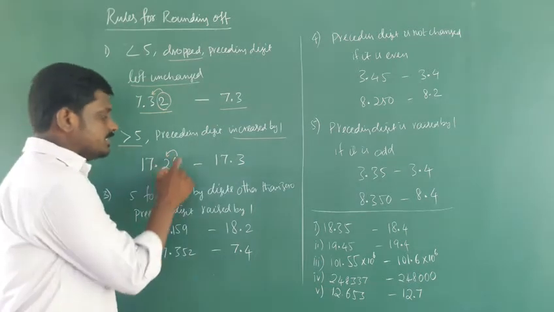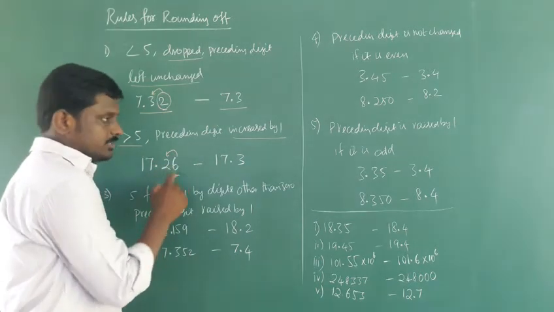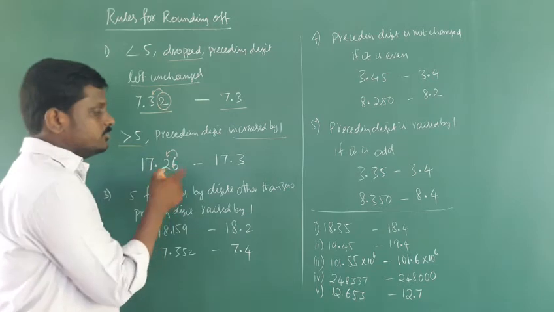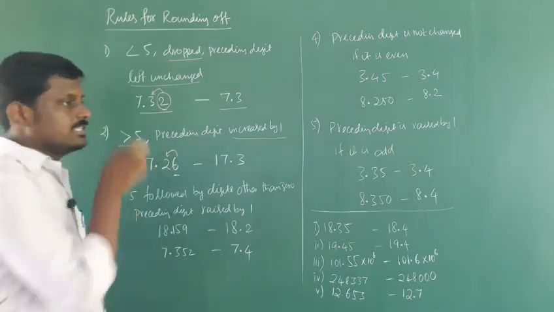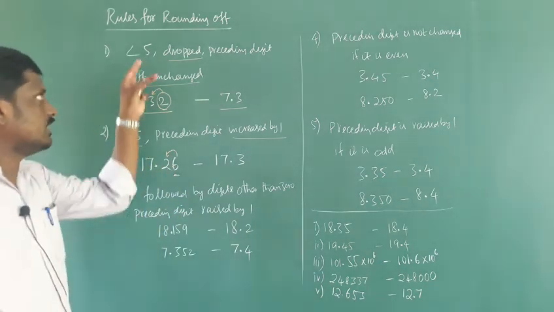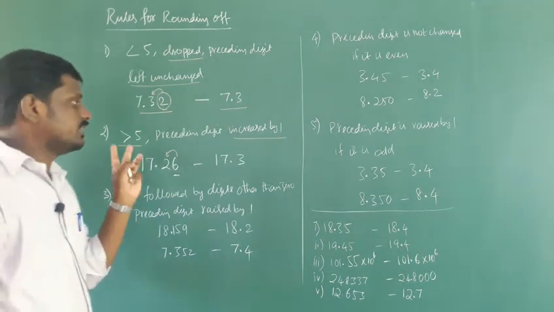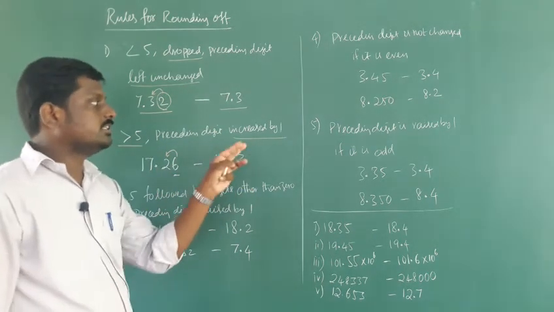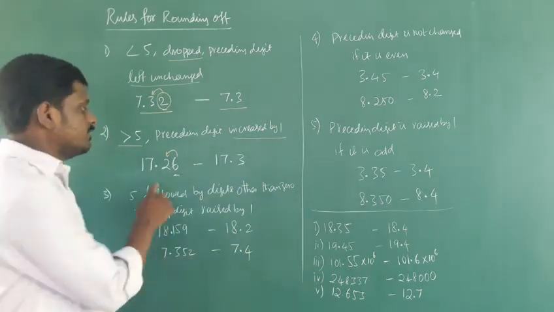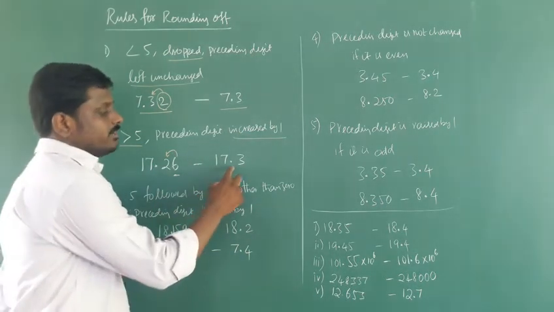So 17.26 is rounded up to 17.3. We check the dropped digit, whether it is less than 5 or greater than 5. If it is less than 5, the preceding digit is left unchanged. If it is greater than 5, the preceding digit is increased by 1. So 17.26 is rounded off to 17.3.